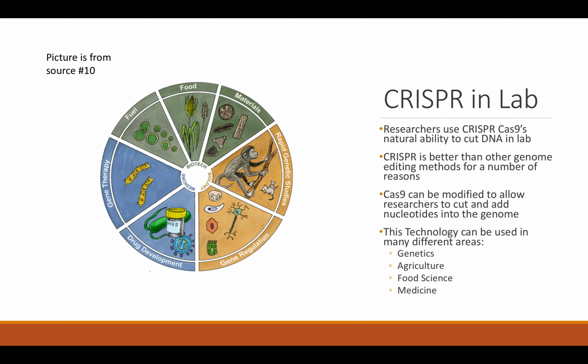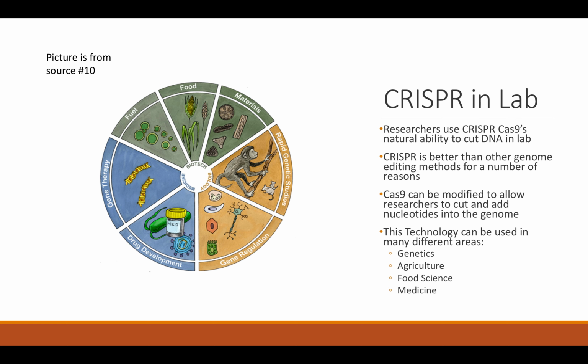The CRISPR in the lab. Researchers have used CRISPR-Cas9's natural ability to cut DNA in the lab. The CRISPR systems are better than any other genome editing that we've had before. So you had zinc fingers. You had some others that were really hard to use, and they had a lot of off-target effects. You couldn't really regulate them. You couldn't really find out what they're going to do when you put them in the cell.